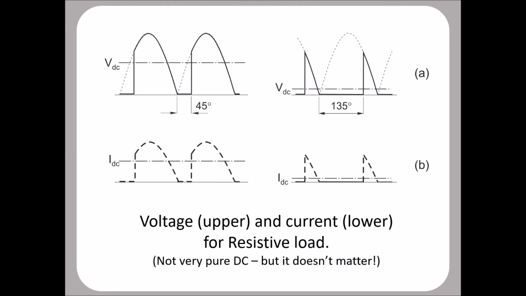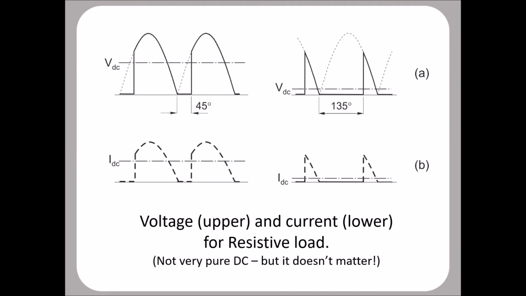If we delay the firing until 135 degrees through the half cycle, we get much reduced output. So we've got a way of controlling the amplitude as well as rectifying it. That means we can feed this to a motor. The motor is very tolerant. As long as the voltage is in the same direction, it's quite happy.